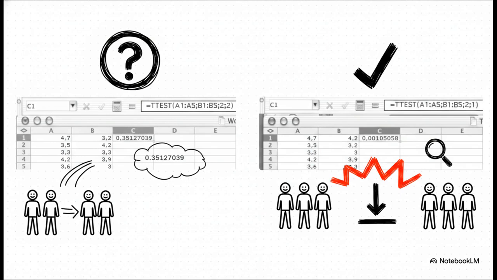On the left side, we've got two groups tested against each other, and the software spits out a p-value of over 35%. That is massive. There is absolutely no way we can reject the null hypothesis there. We don't have a shred of evidence for any difference.